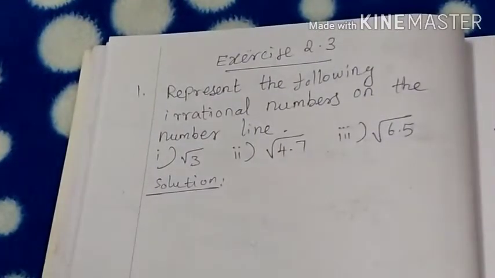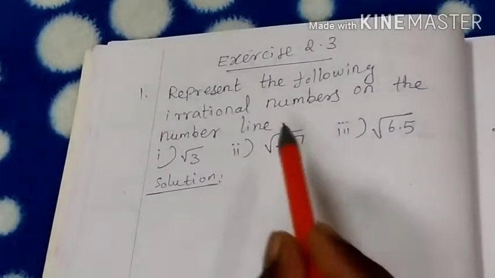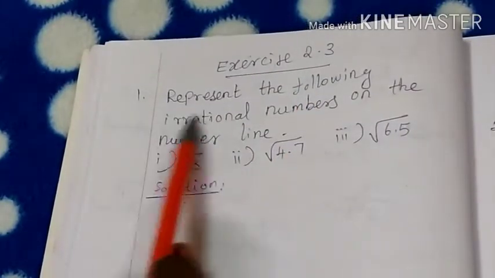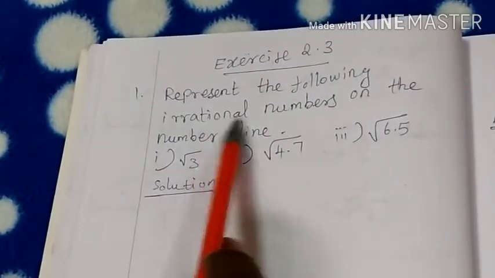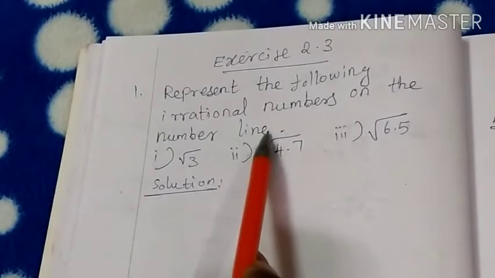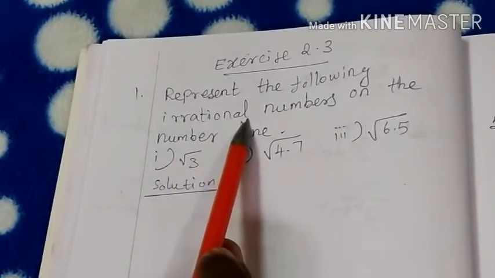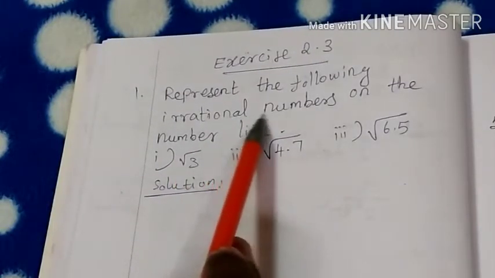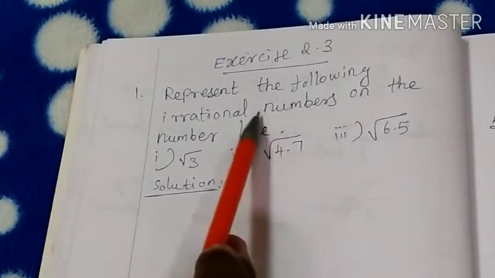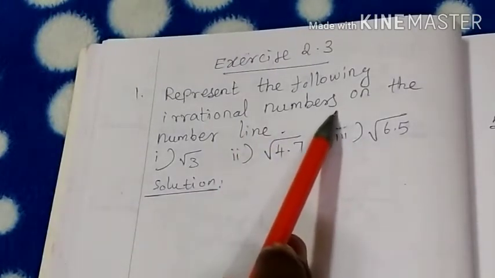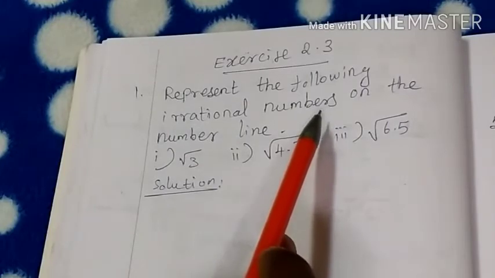Okay, next we are going to see exercise 2.3. The first question: represent the following irrational number on the number line. What is the definition of an irrational number? A non-terminating, non-recurring decimal number is called an irrational number. So this is the definition.